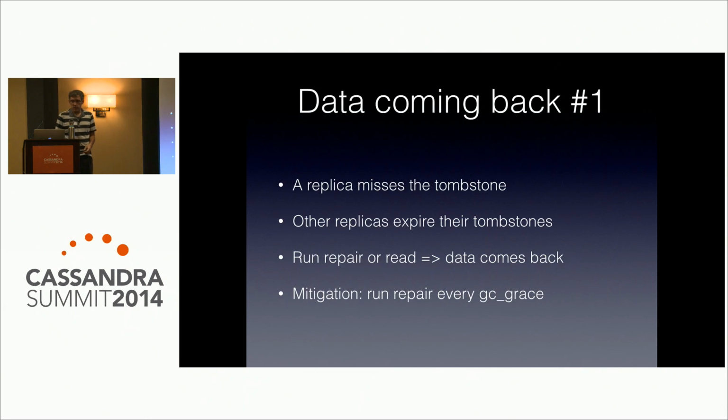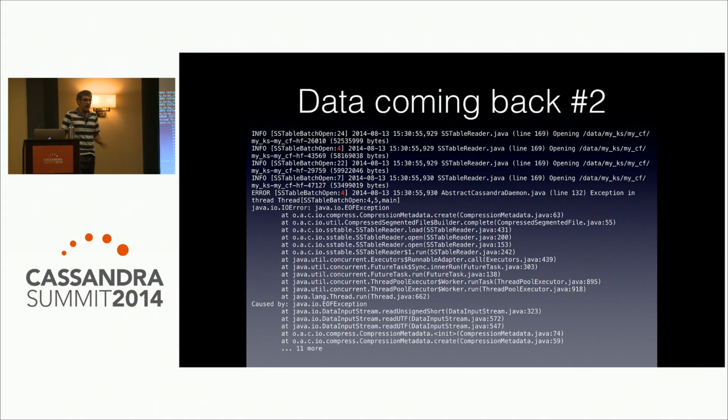So the obvious thing that can go wrong, and this is what Sankar was talking about with repair, is if a replica misses the Tombstone, then the other guys expire theirs, and then you do a read or you run repair, and the data will come back. So this is why you must run repairs every GC grace. Of course, everyone does that, so that's fine. So that didn't happen, but this did happen.